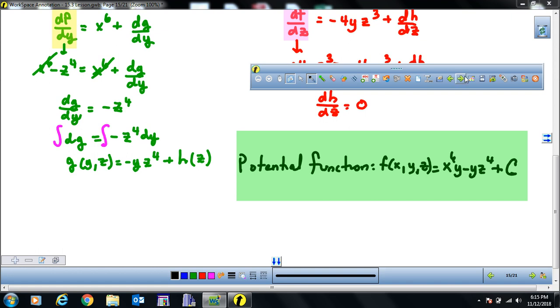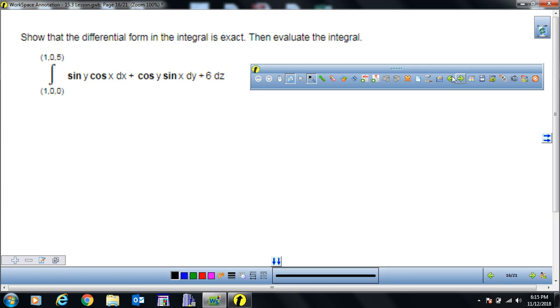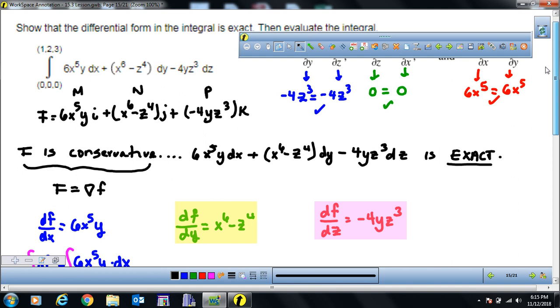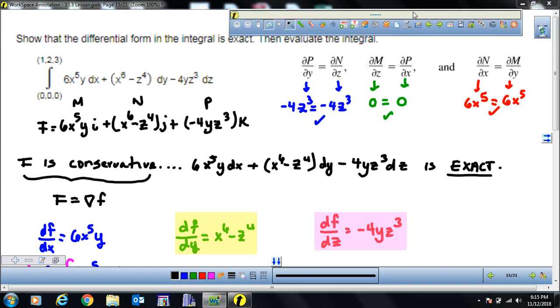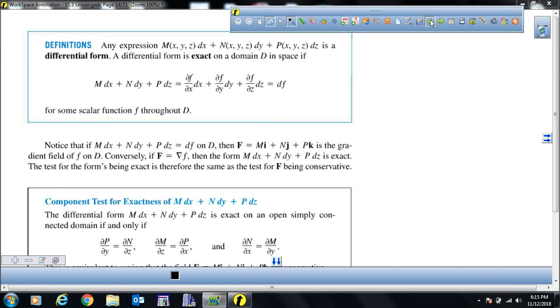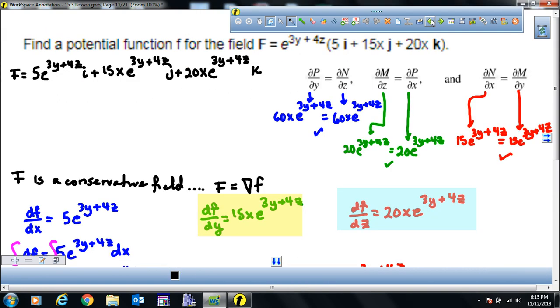Next. Okay. Oh, I'm not done. I forgot one more thing. So for this question, we needed to get the potential function, but for one reason. We wanted to evaluate this integral. Now that I found the potential function, I can apply this definition that we had in one of the first slides.